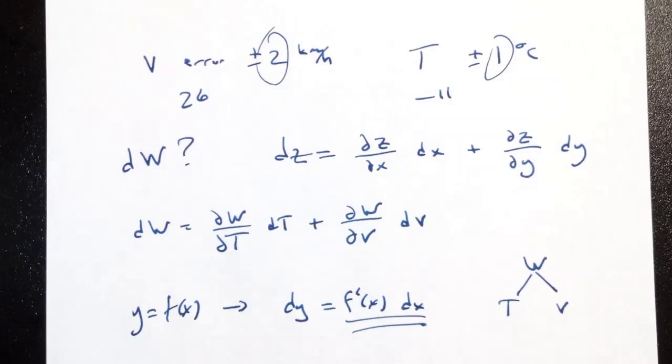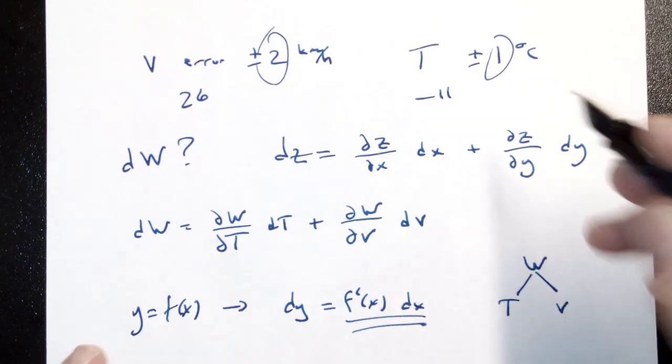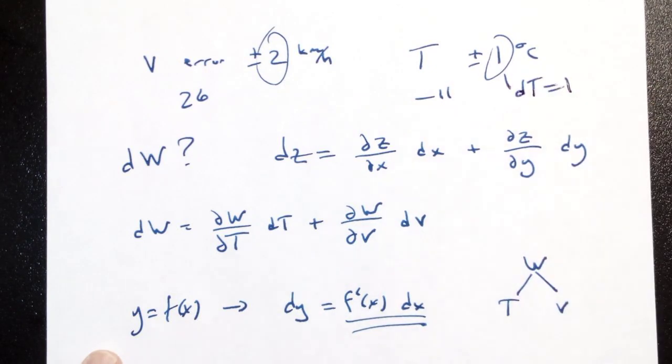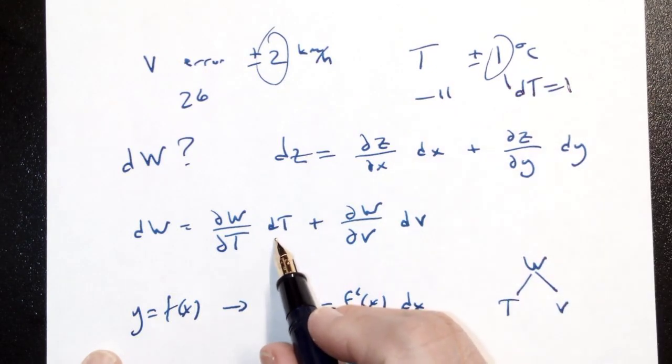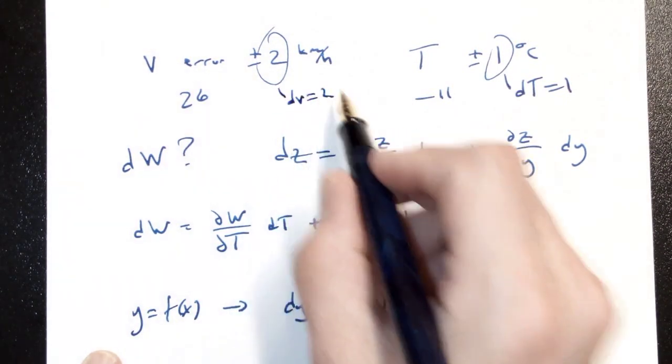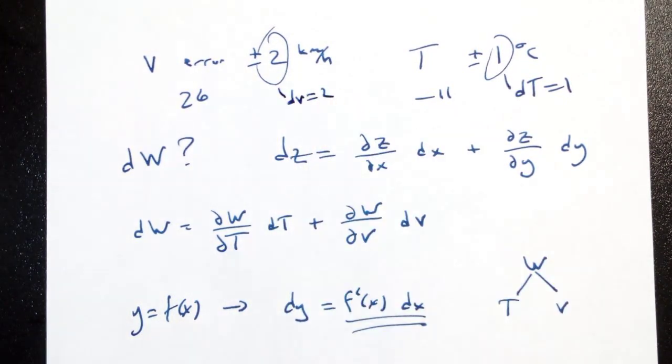Oh, no, I'm sorry. Based on this, I would say dT equals 1. And dv is 2. That's actually your adjustment, your little change in x, your little change in y.